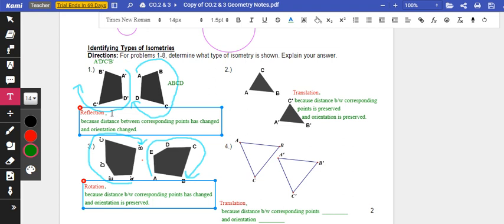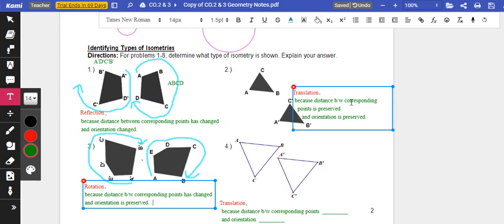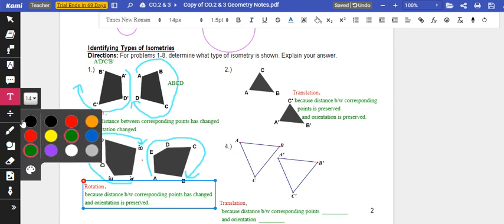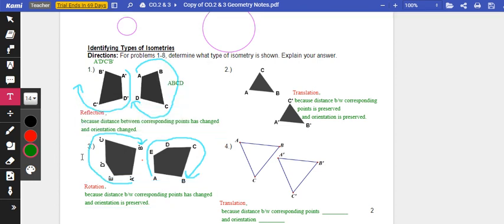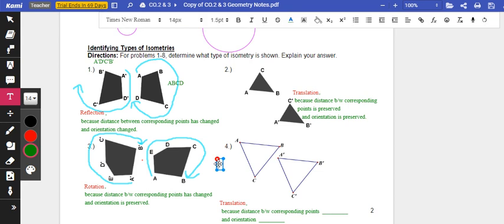So again, for a reflection, the distance between corresponding points would change and the orientation would change, so both of those would change. For a translation, both of them would be preserved. Rotation would have one being changed and one being preserved. The fact that none of those three definitions is the same allows me to use that as an explanation for why those are the transformations that I want.